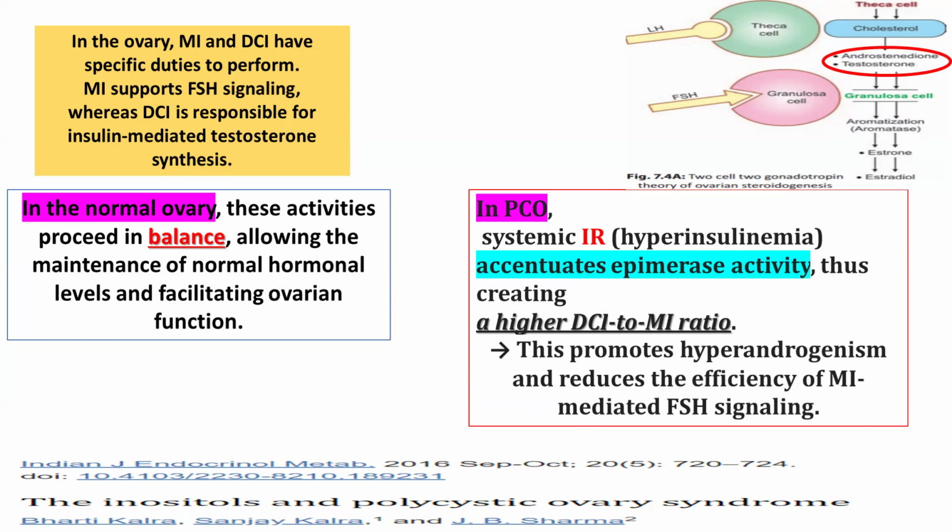Myo supports FSH signaling as a second messenger of FSH, while D-chiro is responsible for insulin-mediated hyperandrogenism. So the chiro increases androgens, while myo increases estrogen. So in the ovaries, they have different functions. We have to know this.